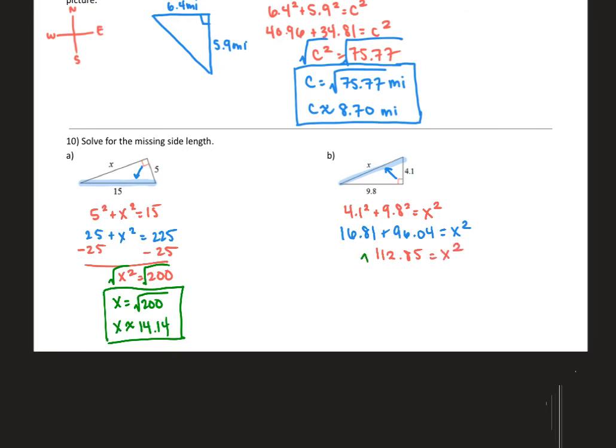And then we're going to square root both sides. So my exact answer is square root of 112.85. And then to get my approximate, we're going to take the square root of that in our calculator, and we get about 10.62.